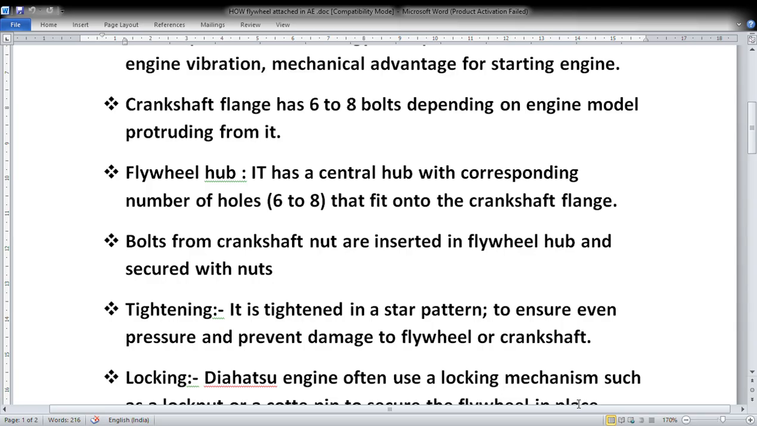So it is tightened in a star pattern. So we are following the star pattern to ensure even pressure and prevent damage to flywheel or crankshaft. So why are we doing it in a star pattern? To prevent damage to flywheel or crankshaft. So this is very significant and important.